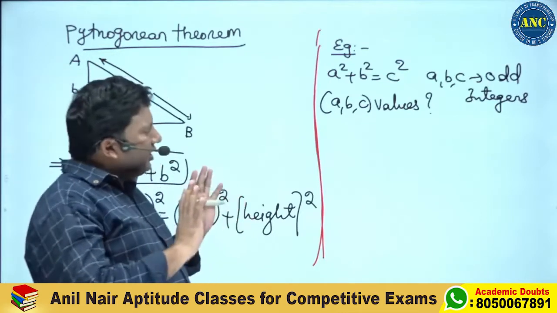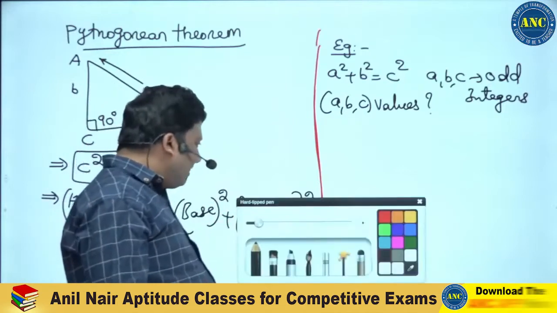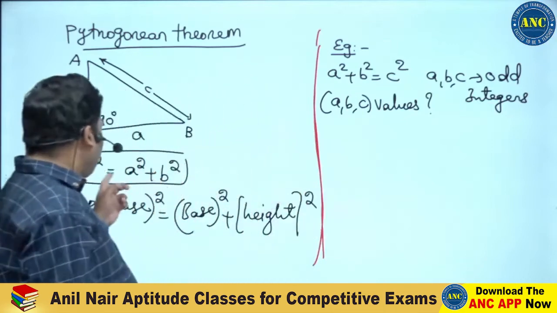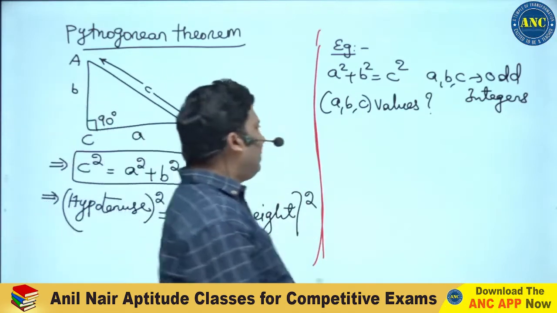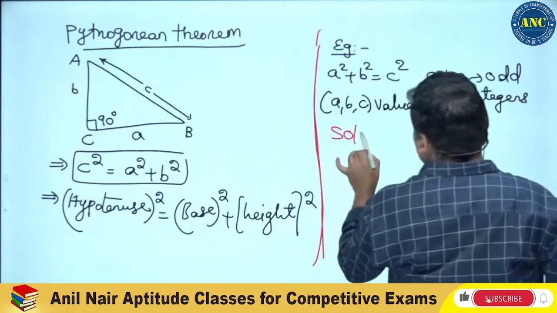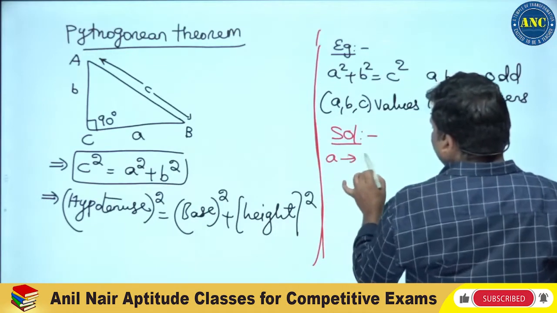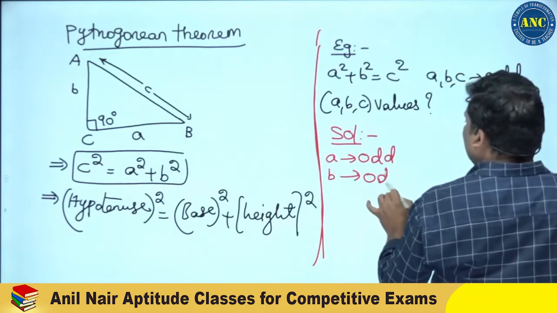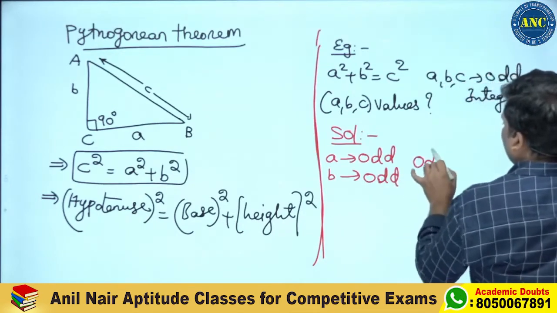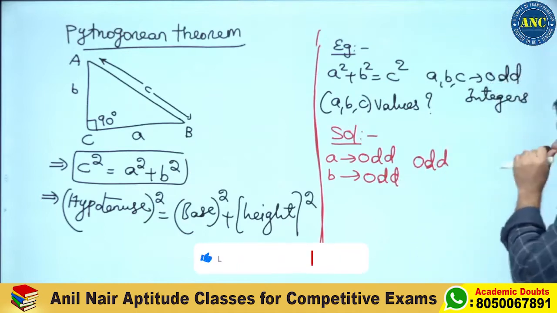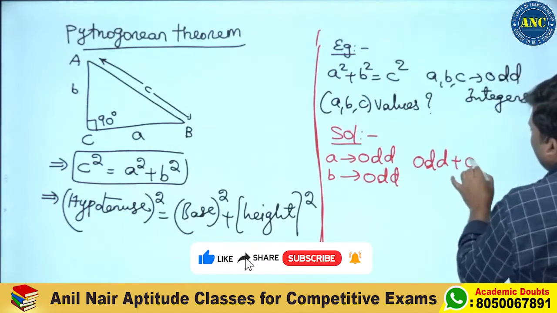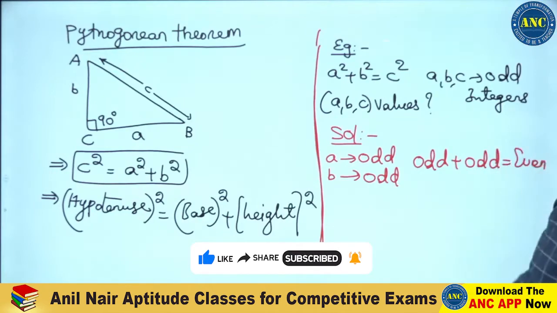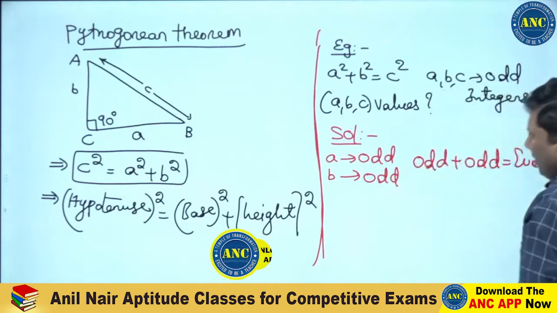Looks like a little tricky question, but actually it's a very interesting question. What is given in the question? A square plus B square is equivalent to C square, and A, B, C are odd integers. Now if you observe closely, A is an odd number, B is an odd number. An odd number squared is an odd number. Odd number plus odd number will be an even number.